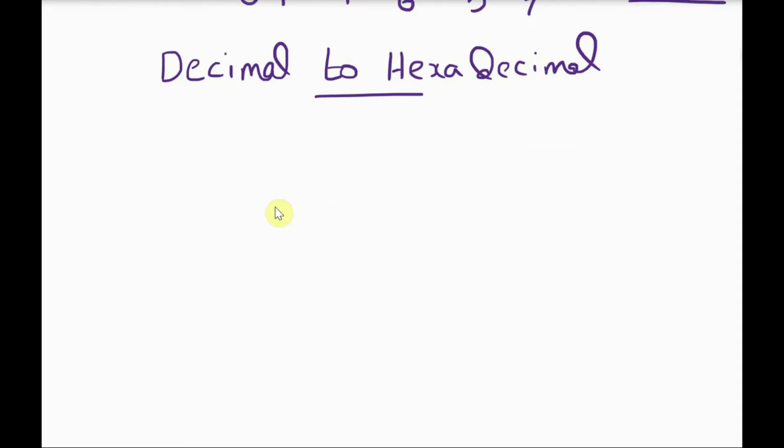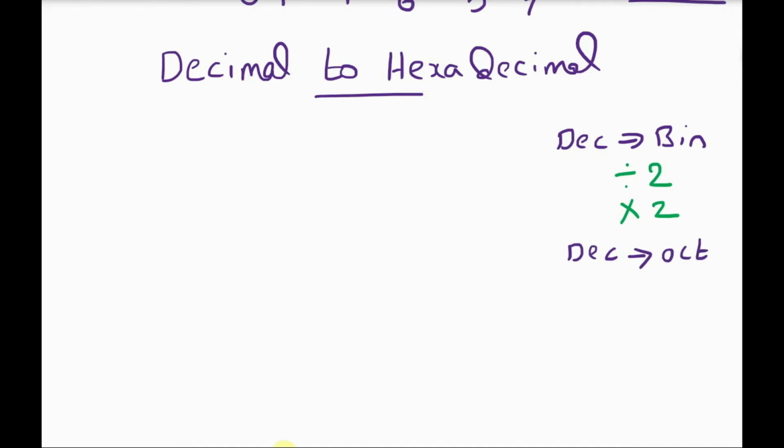Hello, in this session we will discuss how to convert decimal to hexadecimal number system. In the previous videos we have already seen how to convert decimal to binary, and the method we used there was the divide by 2 method for the integer part, and for the fractional part it is the multiplication by 2 method. Similarly, we have also seen how to convert decimal to octal.